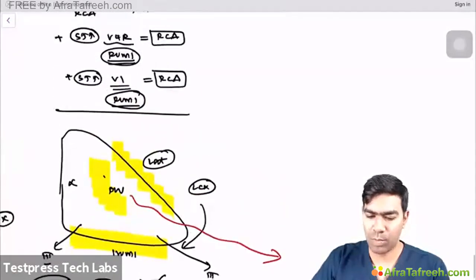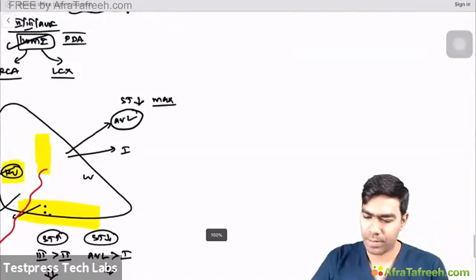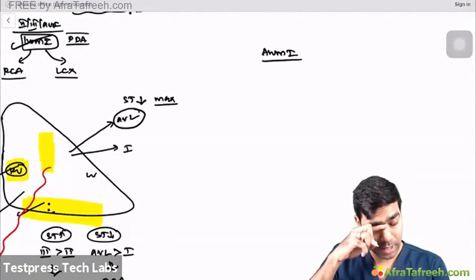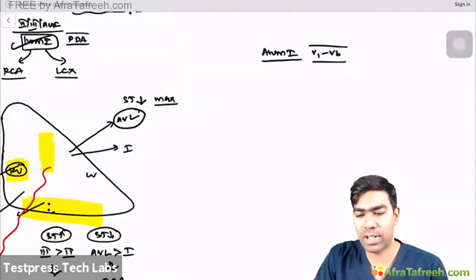Now we are moving towards something called anterior MI. Anterior MI means, as you know very well, you can get elevation anywhere from V1 to V6. If you get elevation anywhere from V1 to V6, that's an anterior MI.